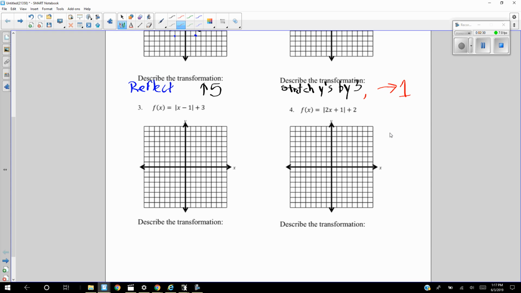Number 3 is pretty straightforward. +3 on the outside. We're going to go up 3. I'm just going to use arrows. -1 on the inside is going to take us right 1. So again, there's my reference points, and then I'm just going to do this shift all at once. Take each one of those reference points, shift them up 3, right 1. Really the key there is the vertex.